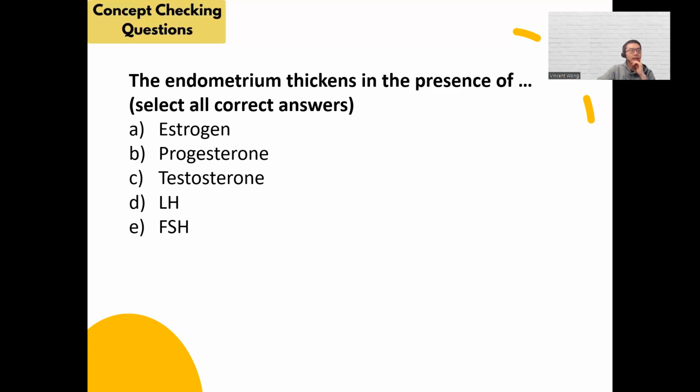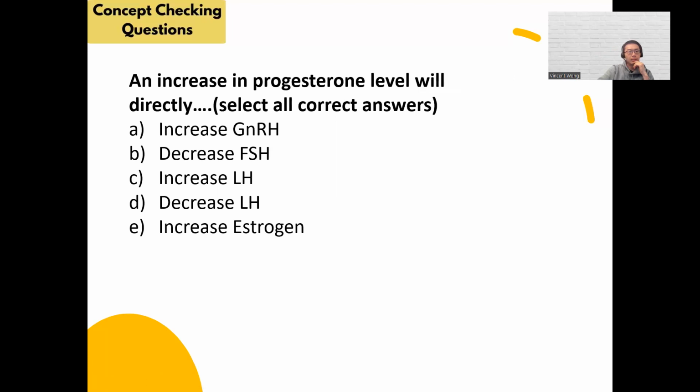Okay, it's both estrogen and progesterone, right? So estrogen starts the process in the follicular phase, and then progesterone adds on to it in the luteal phase. So both. Okay, let's try this one.